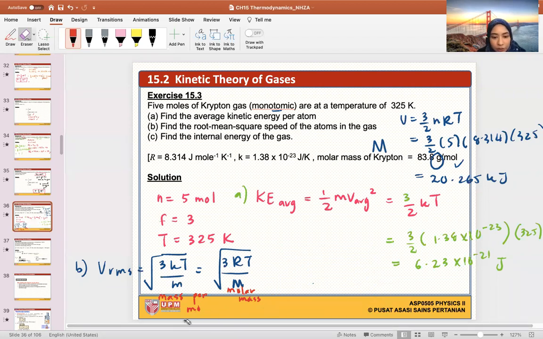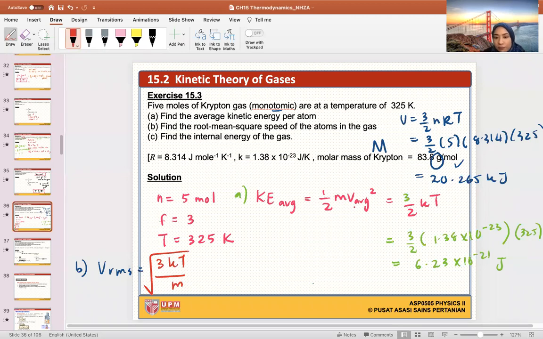Okay, so the mass per molecule and molar mass, right? Let me show you how it's derived. Let's start from the beginning. So VRMS is equal to the square root of 3kT over m. Yang ni kita tahulah macam mana dapat kan, because we started from here.